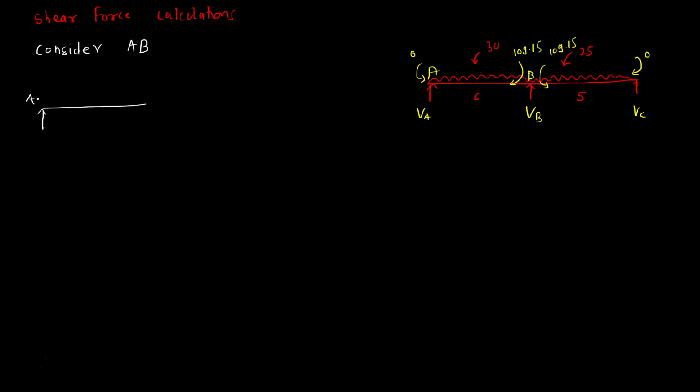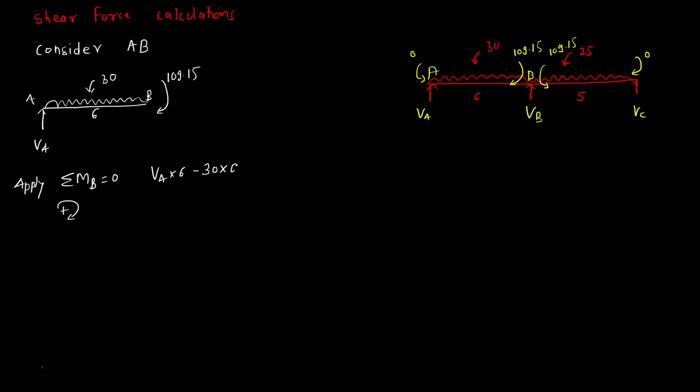So we'll only consider A and B. This is VA, and at B there is a moment that is 109.15 and UDL is present here, that is 30 and this is 6. Apply sigma MB equal to 0, and we'll assume clockwise positive. So VA into 6 minus 30 into 6 into 3 plus 109.15 is equal to 0.